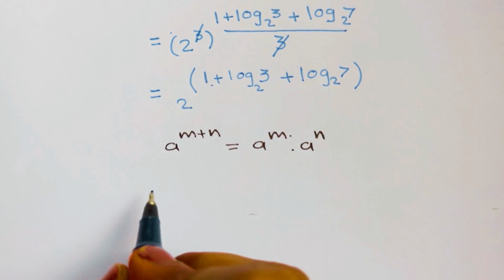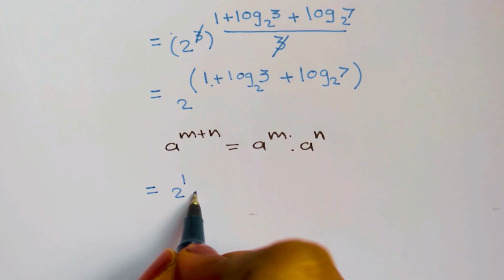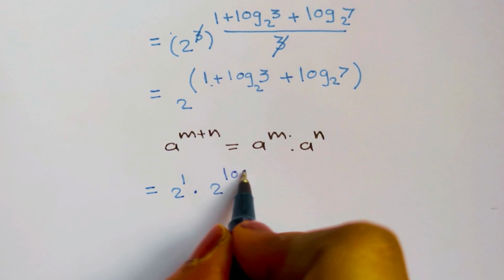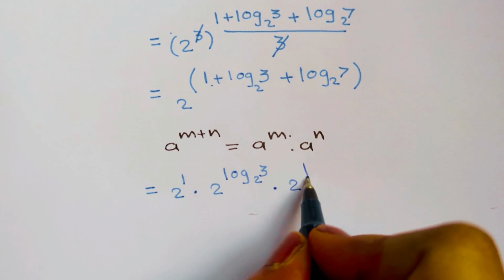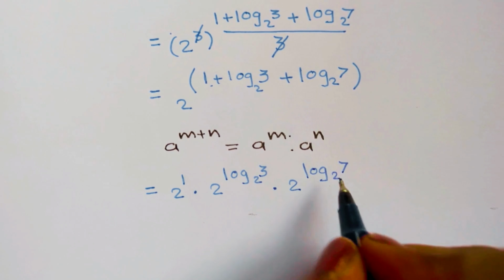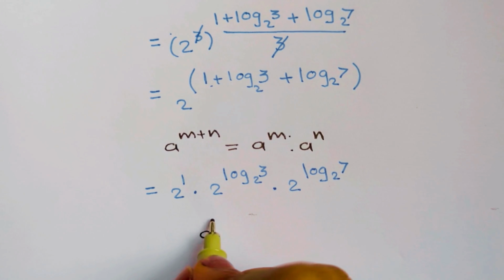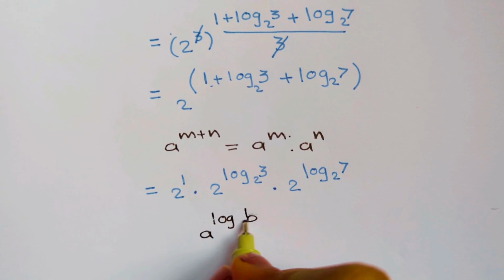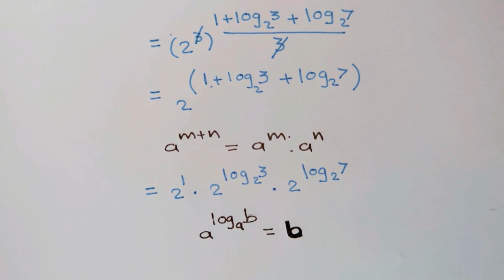Now here we have 3 terms. Let's utilize the formula on the right hand side. 2 to the power 1 into 2 to the power log 3 with base 2 into 2 to the power log 7 with base 2. Once again we have a formula, which is a to the power log b with base a, then the value would come as b. So let's utilize this for the second and third term of this equation.